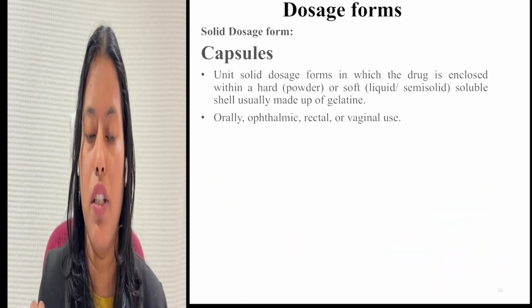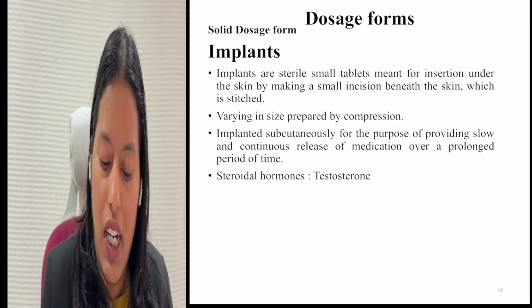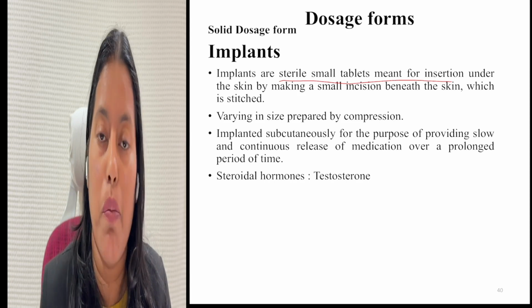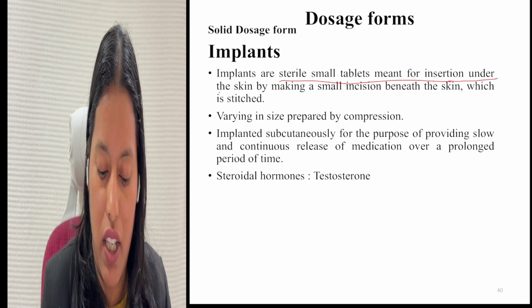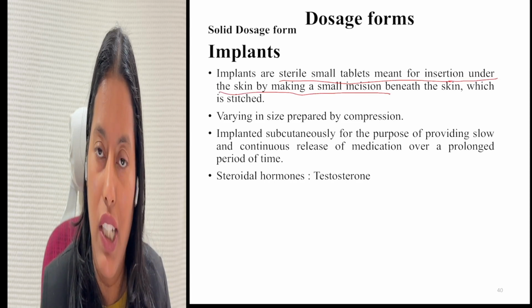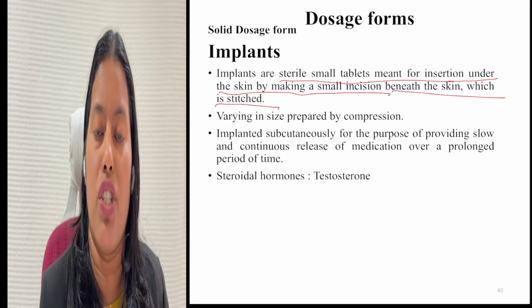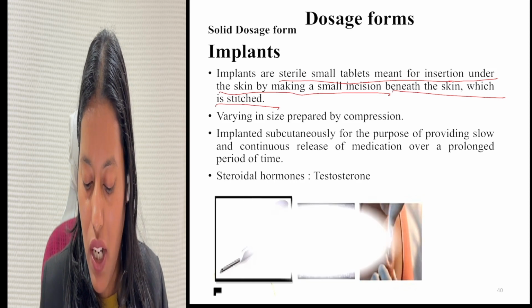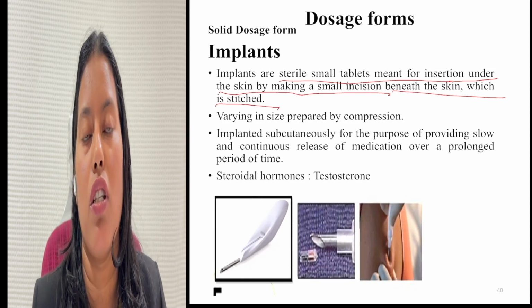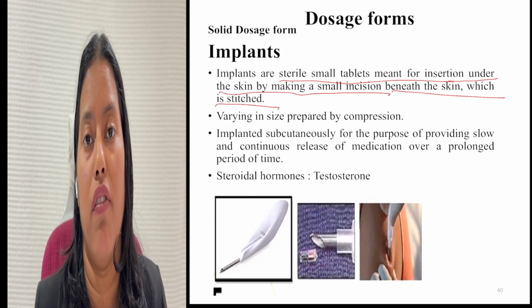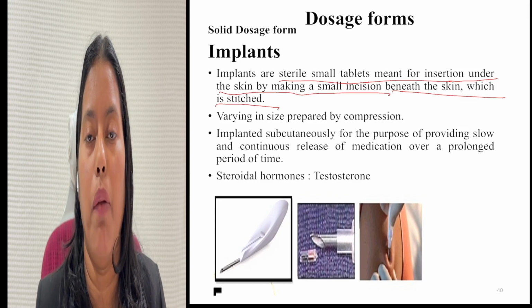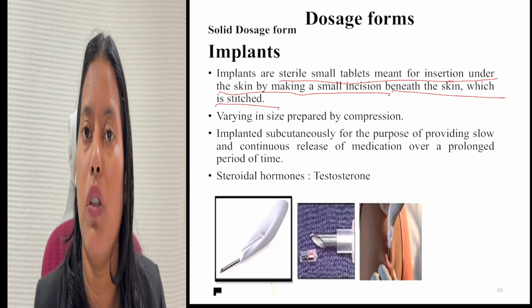Now next you have is implant. These are sterile small tablets meant for insertion under the skin by making a small incision beneath the skin, which is then stitched. So either small surgery is required or some specific devices are required which can help to place the implant below the skin.